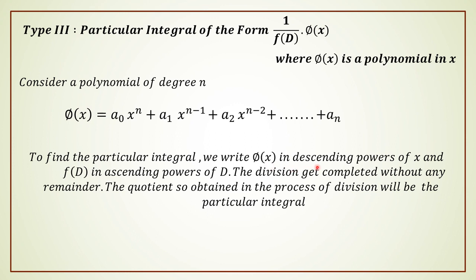Then to find the particular integral of the polynomial function, it is necessary that the polynomial function phi of x should be written in descending powers of x, okay, and the differential operator f of D should be written in ascending powers of D. Then the division can be performed without any remainder. In the sense, you have to perform the division until you get the remainder to be 0. Then whatever quotient is obtained in the process of division will be the particular integral of it. Let me just explain with an example.